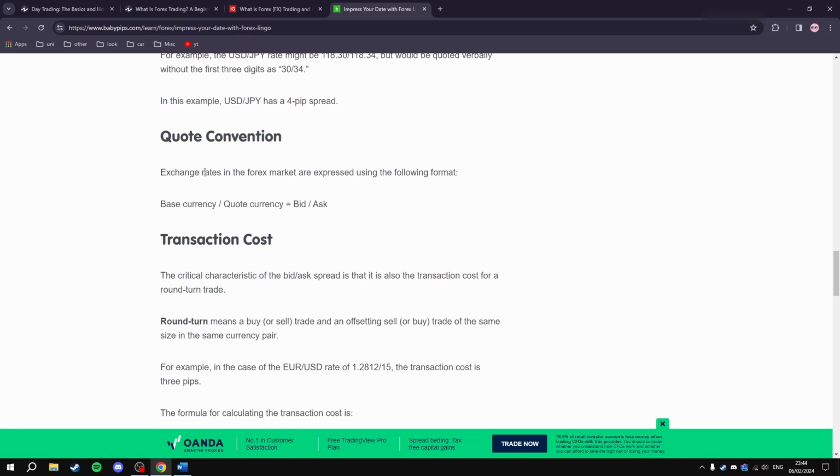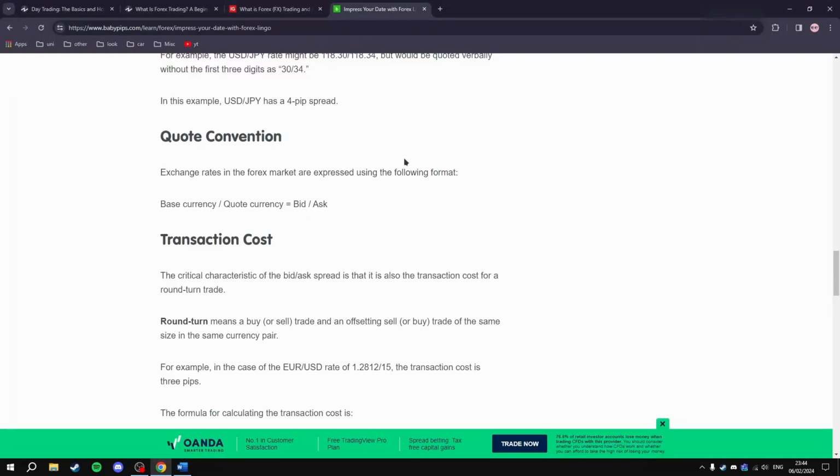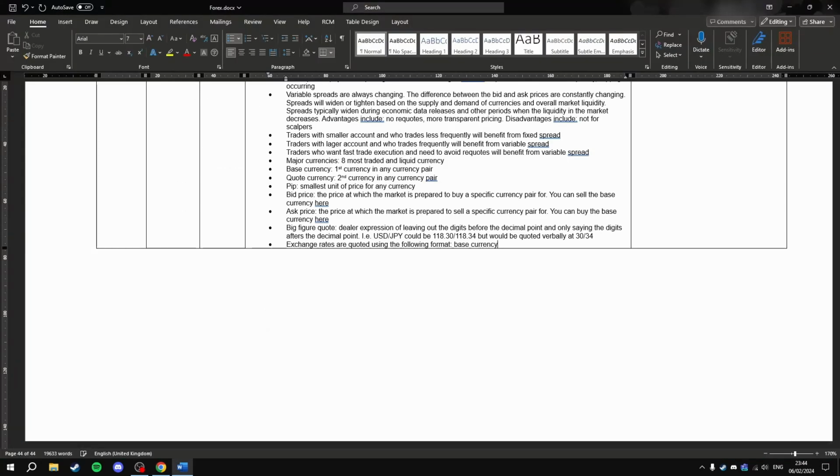Quote convention: exchange rates in the Forex market are expressed using the following format: base currency/quote currency equals bid/ask. So exchange rates are quoted using the following format: base currency slash quote currency equals bid slash ask.